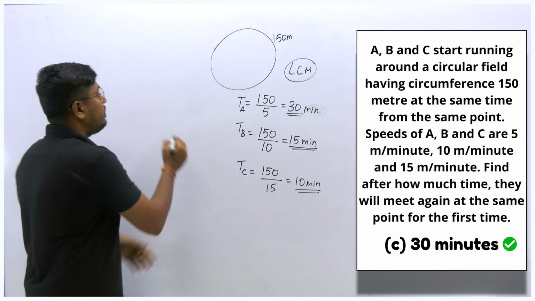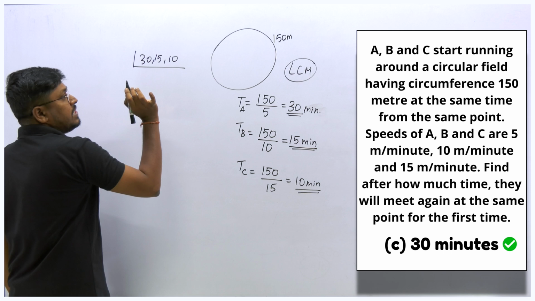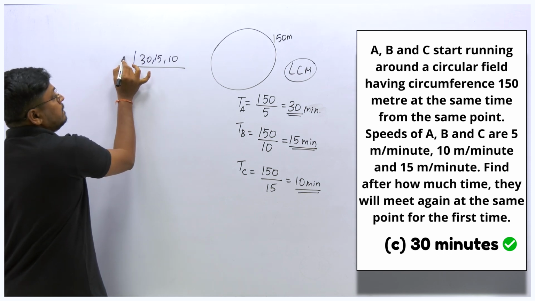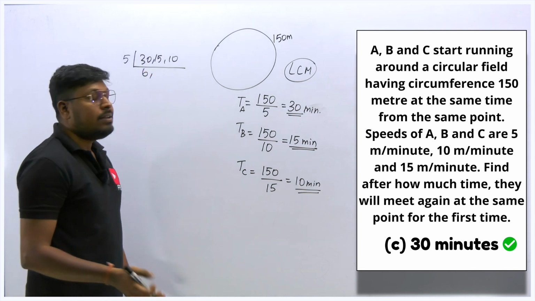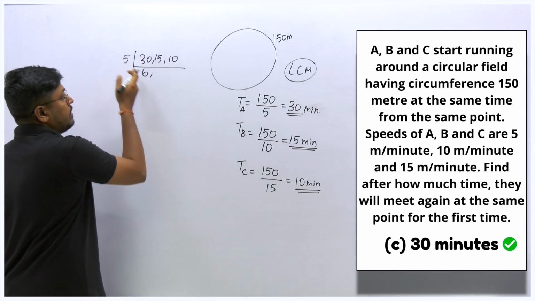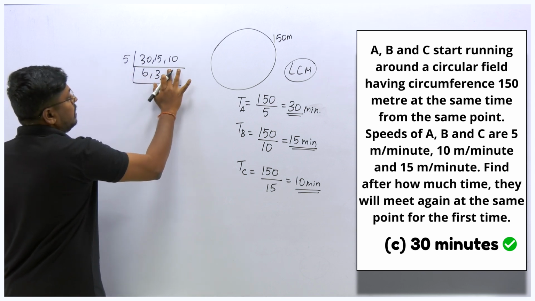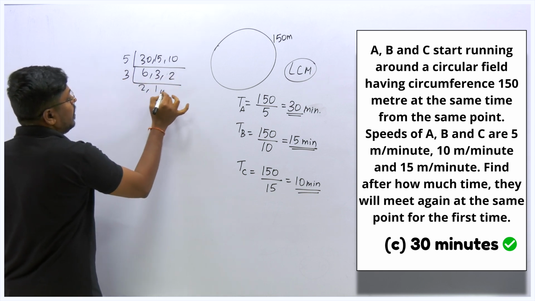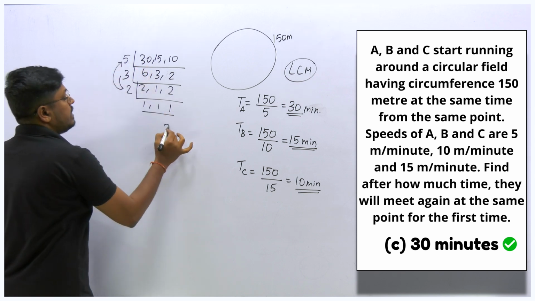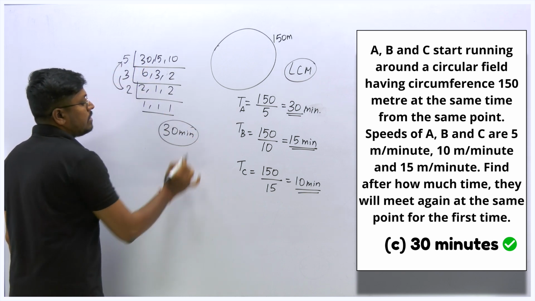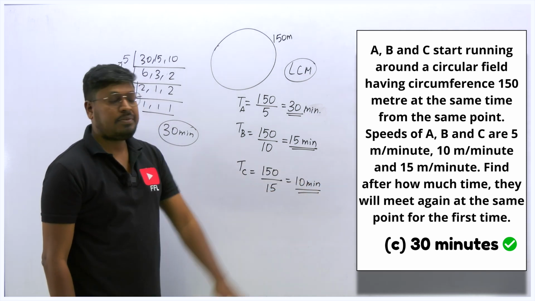Now we need to find the LCM for all 3 persons. So LCM of 30, 15 and 10. When you find the LCM, you can directly say 30 is the answer if you know the LCM, or else you can go with the division method to find it. So 3, 10, go with 5, this will be 2, go with 3, 2, 1, 2, so 2, 1, 1, 1. So we can say 3 into 2 is 6, 6 into 5 is 30, so 30 minutes. So after 30 minutes all 3 persons will meet again on the circular track for the first time. That will be the answer for this question.